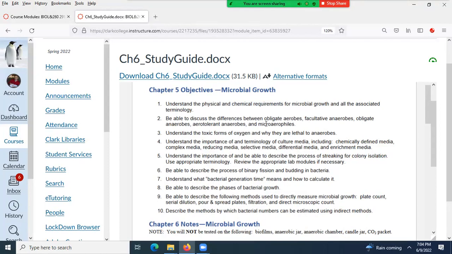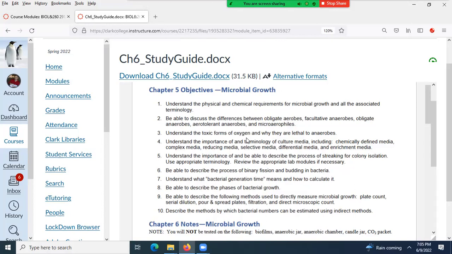All right, be able to discuss the differences between obligate aerobes, facultative anaerobes, obligate anaerobes, aerotolerant anaerobes, and microaerophiles. And you would be able to learn this by looking at the microbe growing in a thioglycolate tube. Where the growth would be in the tube would tell you what the oxygen requirement of the microbe was.